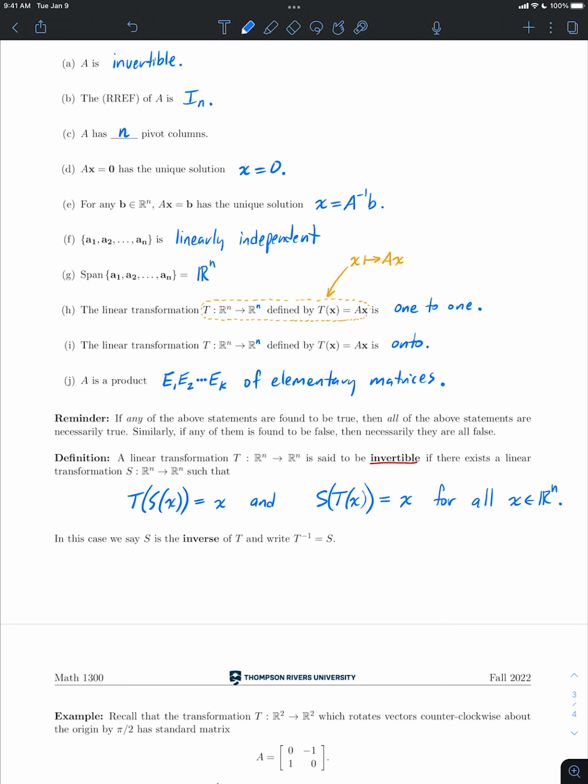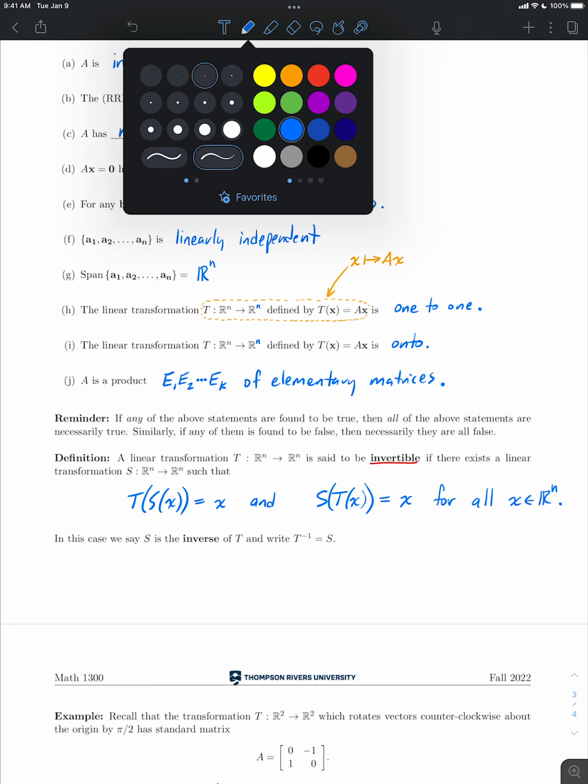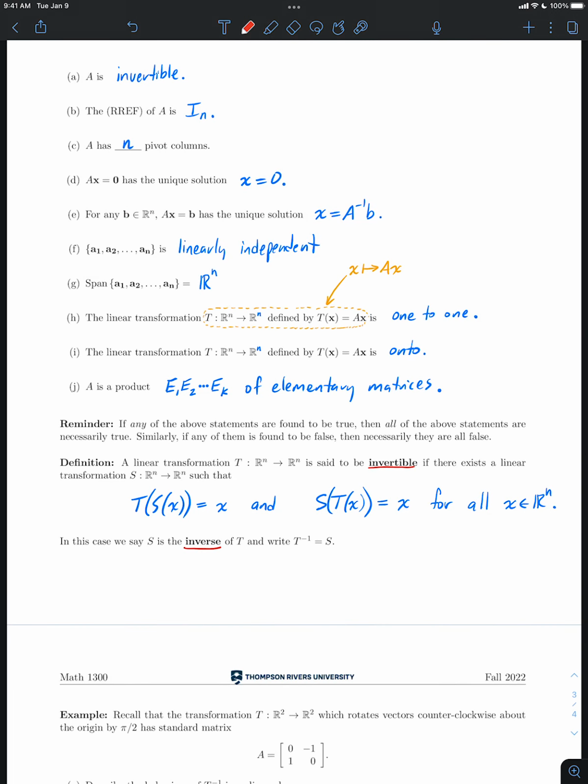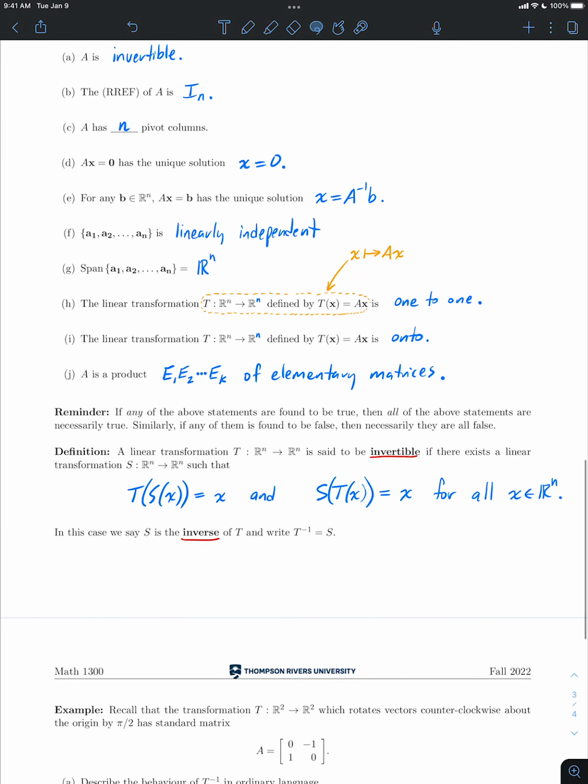Now, if that's the case, if there is such a transformation S, then we say that T is invertible. And once you have it, you don't need to use the letter S anymore. You can just say T inverse. This mapping S, we give it a special notation in this case. We just say it's T inverse. So you can use the inverse notation on a square matrix, but you can also use it on a linear transformation T.